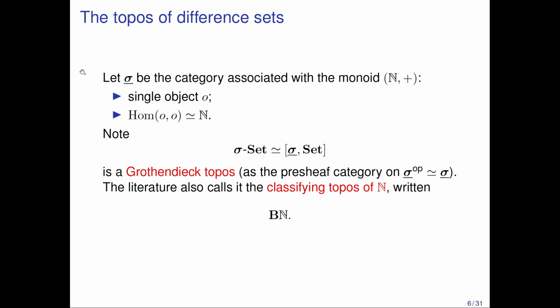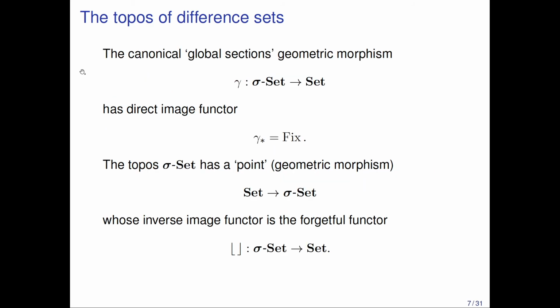The literature also calls this object the classifying topos of N, and it's written BN, and that's just the category of sets with an action of N. I hope you can see that this is equivalent to saying that this is difference sets, because the action of N is actually encoded by the action of the element 1. That's the difference operator. So these are several ways of viewing difference sets. I could probably use another five ways, but I'm not going to bother you with these other descriptions. But the important thing is that it is a topos, and that it's going to be suitable for developing mathematics inside.